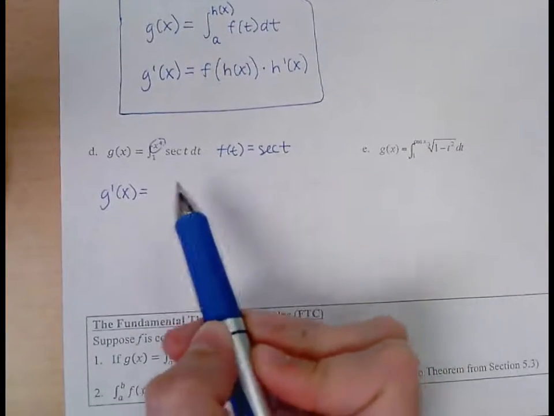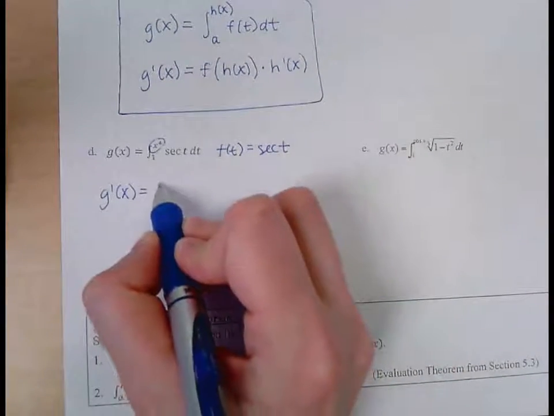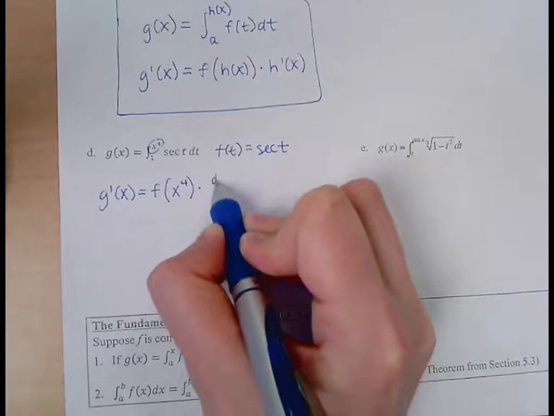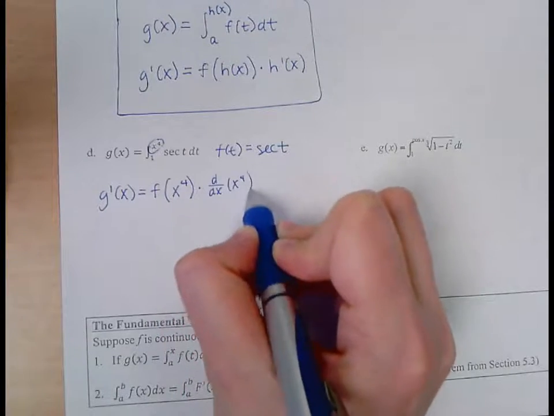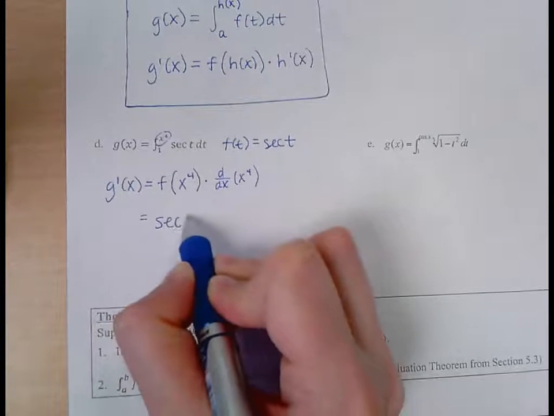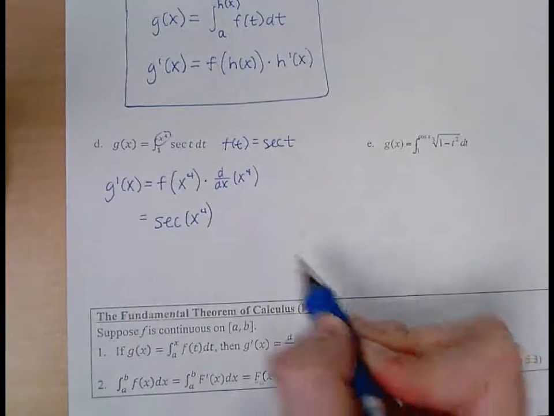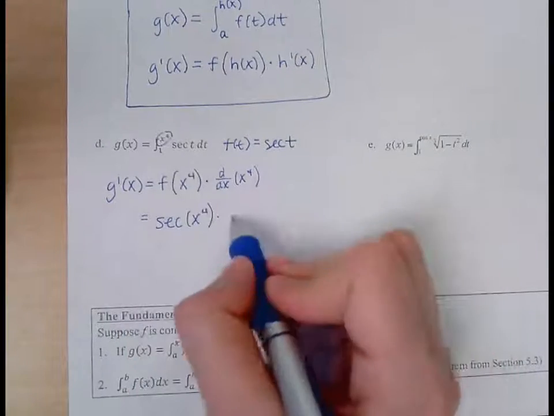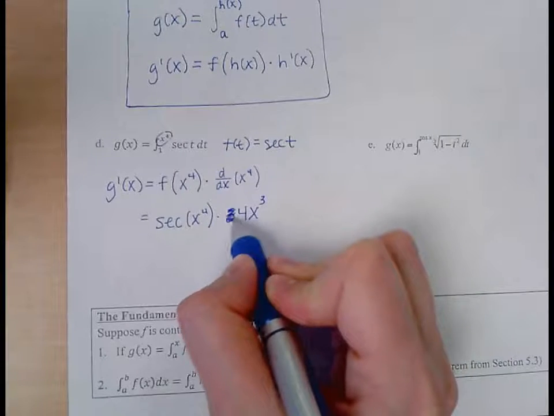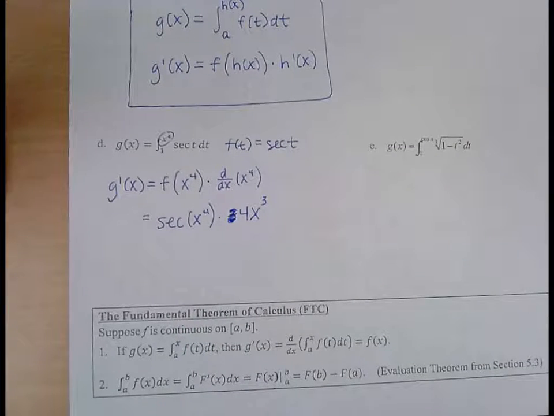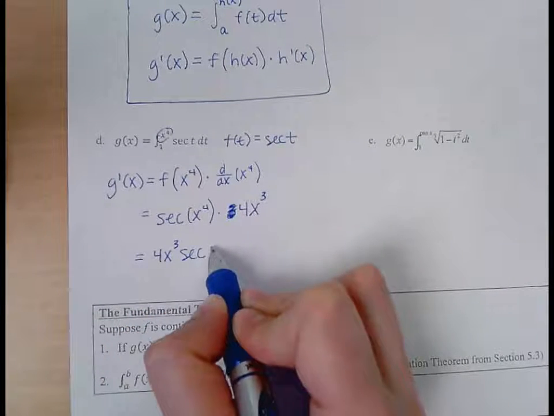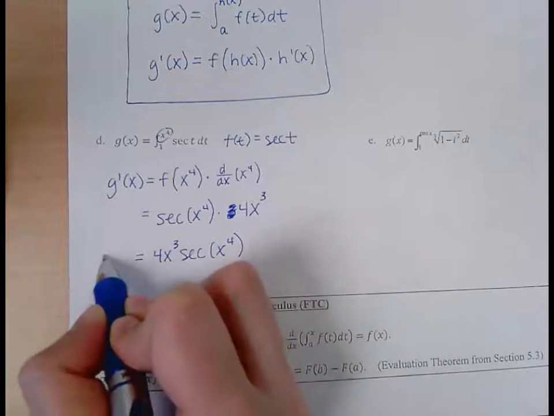It's equal to f, well maybe I'll write it out this way, f of x to the fourth times the derivative of x to the fourth. And this you don't have to write out every time, I just want you to see where it's coming from. So I would have secant of x to the fourth times the derivative of x to the fourth is, oops, not 3, 4x cubed. Okay, or you could write it as 4x cubed secant of x to the fourth. So that would be g prime.